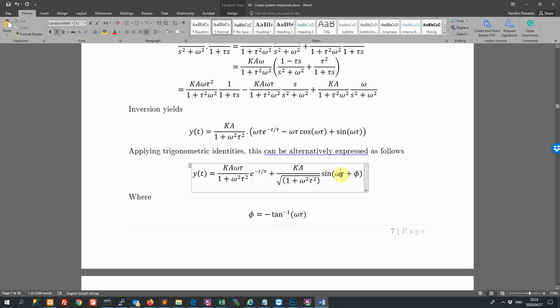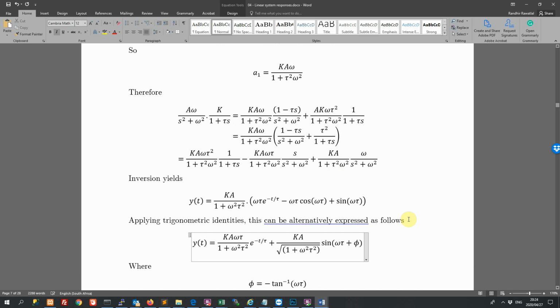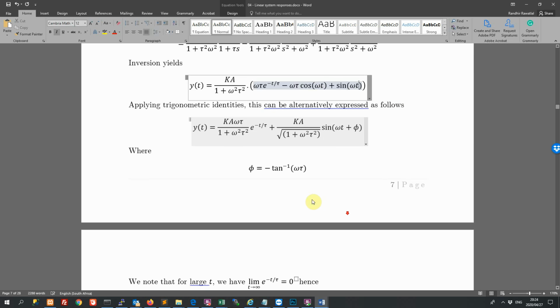And I think here this is supposed to be a t, right? This must be a mistake. So this must be a t and that's a t, right? So anyway, that's what we have.